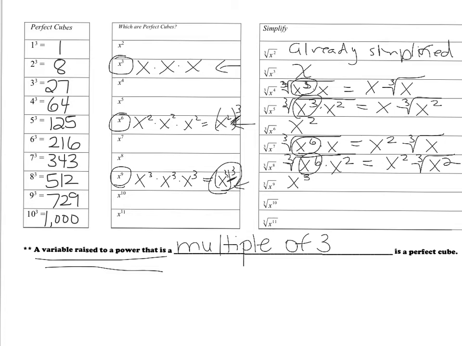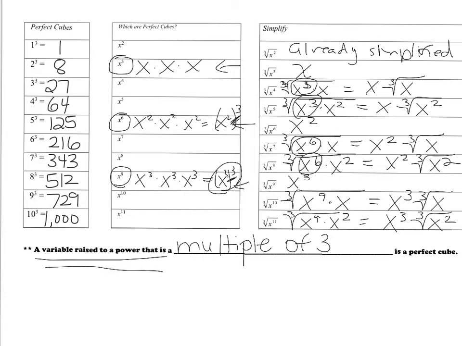Now x to the 10th, not divisible by 3. I keep forgetting my little cube root symbols up there. Not divisible by 3, but x to the 9th is, so you can break it into x to the 9th times x. The cube root of x to the 9th is x to the 3rd, and you're left with the cube root of x. Cube root of x to the 11th would be cube root of x to the 9th times x squared, which is x to the 3rd, cube root of x to the 2nd.